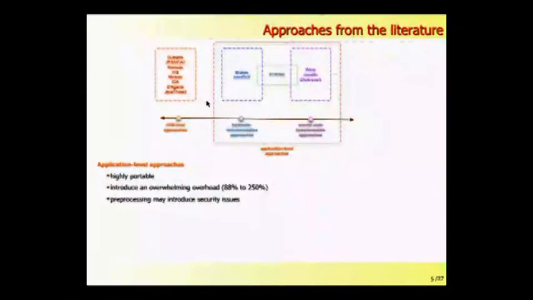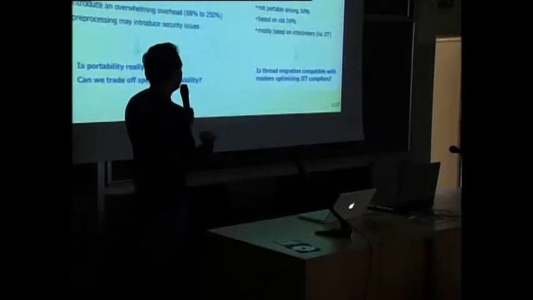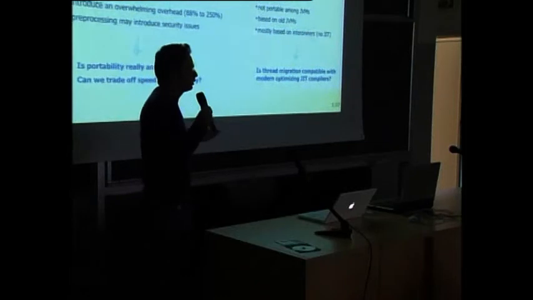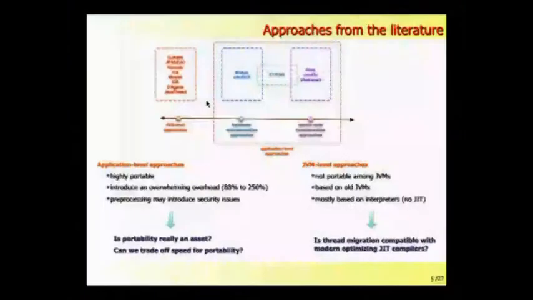So the two questions that I tried to answer during my PhD research have been: is portability really an asset? Do we want to have portability and trade it off for speed? And as for the JVM level approaches, are we sure that thread migration is compatible with modern optimizing JIT compilers? Or do we have to just rely upon interpreters?